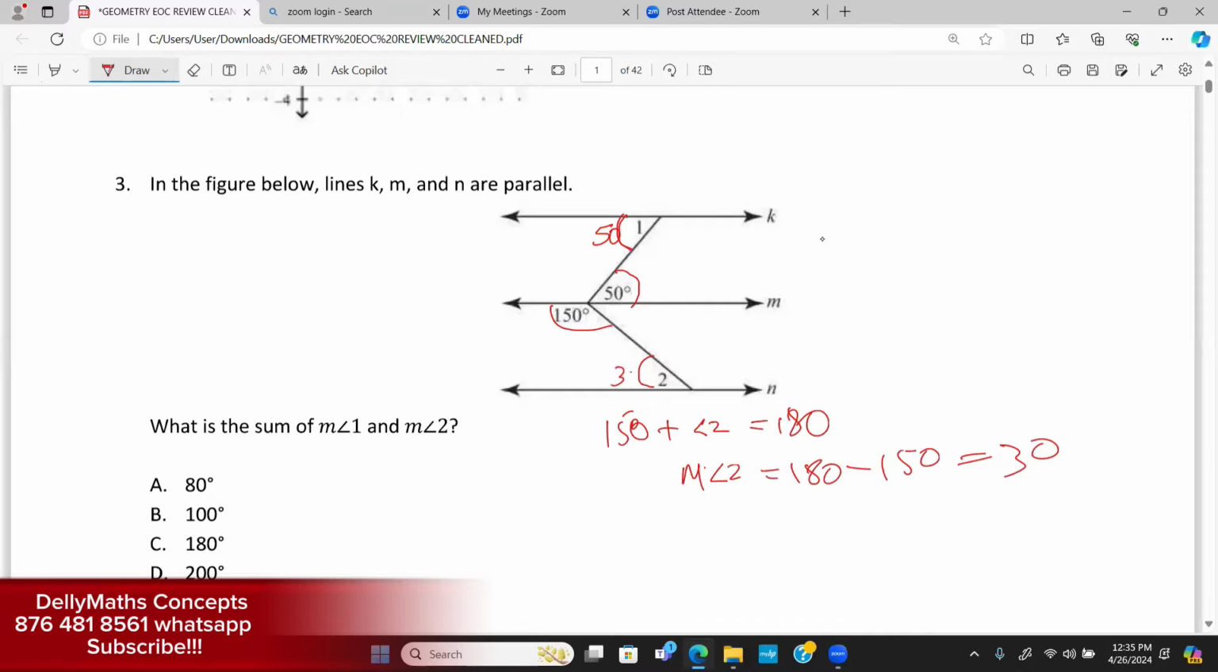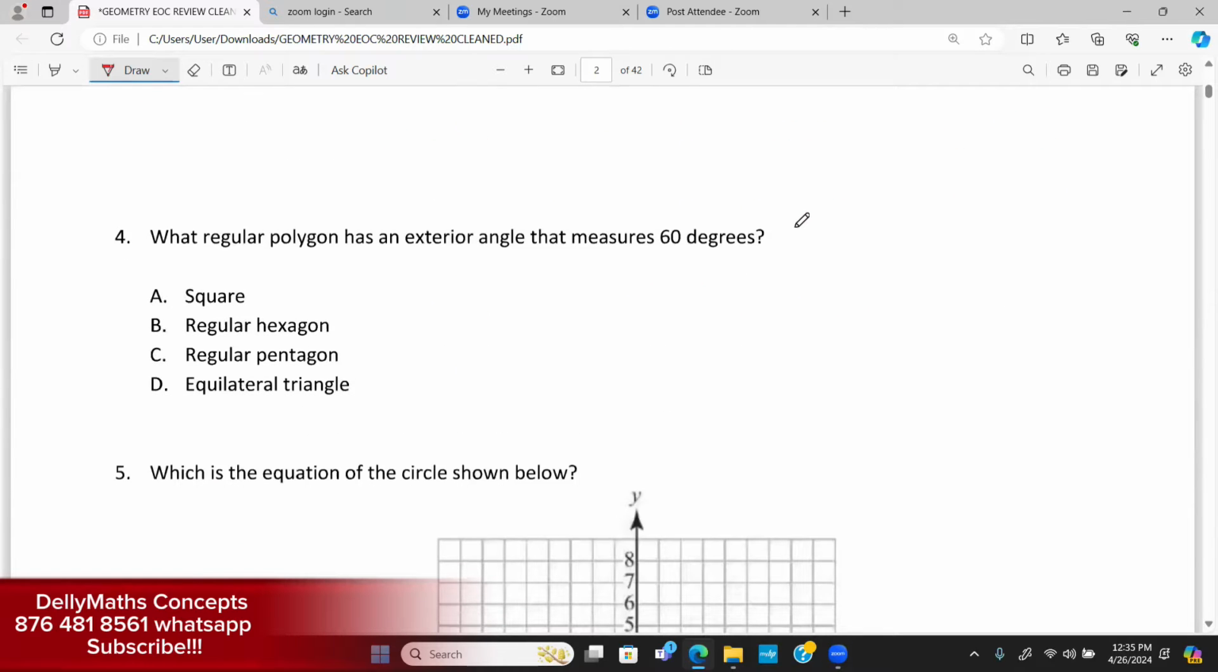This is 30 degrees. So then we're looking at the fact that we should be adding 50 at 1 plus 30 at 2, and our answer is going to be 80 degrees. So that's the answer for that, 80 degrees, which is A. Let's go to number 4.